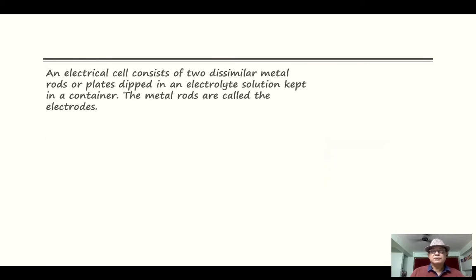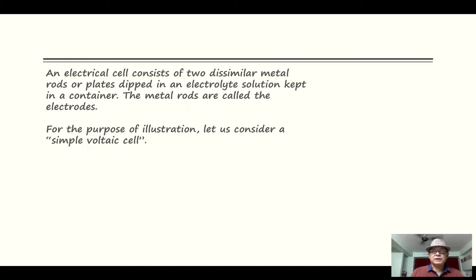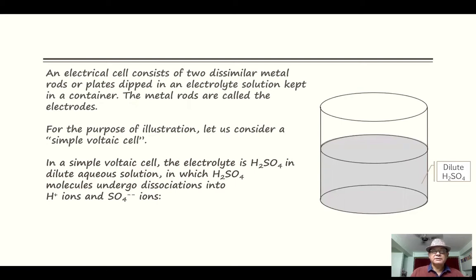An electrical cell consists of two dissimilar metal rods or plates dipped in an electrolyte solution kept in a container. The metal rods are called the electrodes. For the purpose of illustration, let us consider a simple voltaic cell. In a simple voltaic cell, the electrolyte is sulfuric acid, that is H2SO4, in dilute aqueous solution, in which H2SO4 molecules undergo dissociation into positive hydrogen ions and negative sulfate ions as per the following ionic equation.